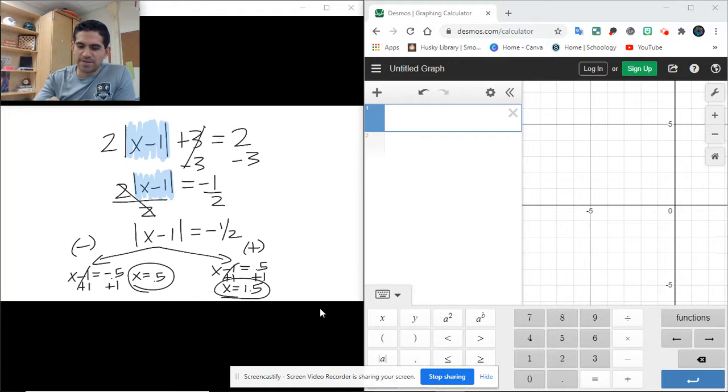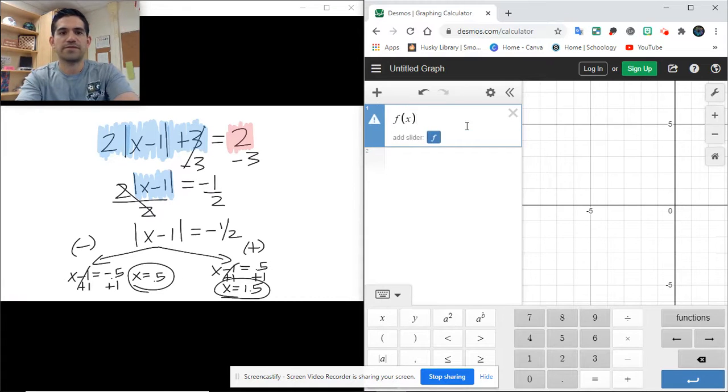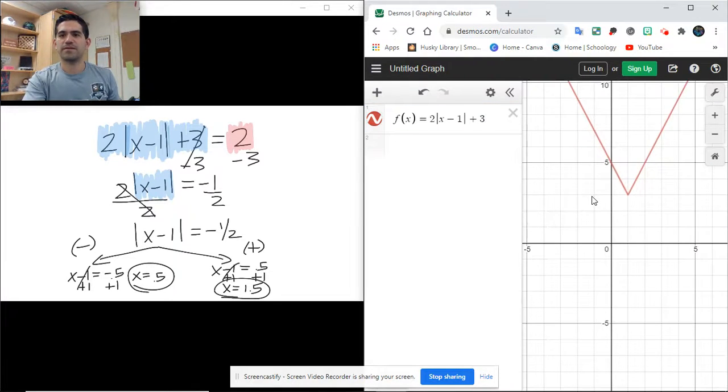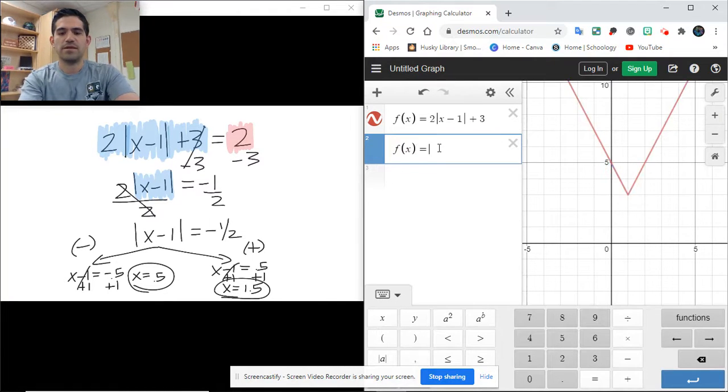Remember, we want to split this into two parts, the left side of the graph, right? We're dealing with the left side of the graph, and then the right side of the graph is a different function. So we want to know, when does this function equal 2 on the right? So I'm going to change to a different color for the 2 on the right, and those are my two functions that I'm going to graph, the left and the right. So let's start with f of x equals 2 absolute value x minus 1 plus 3. When does this function equal 2? So the second piece is f of x equals 2.